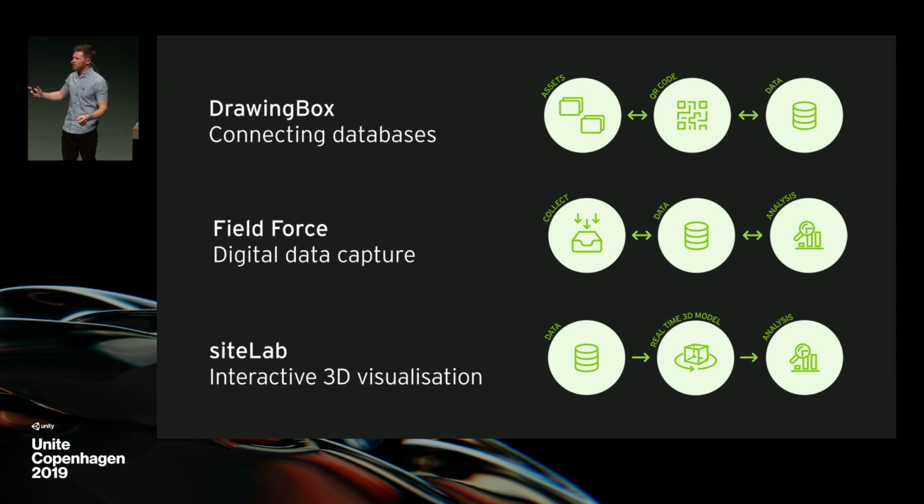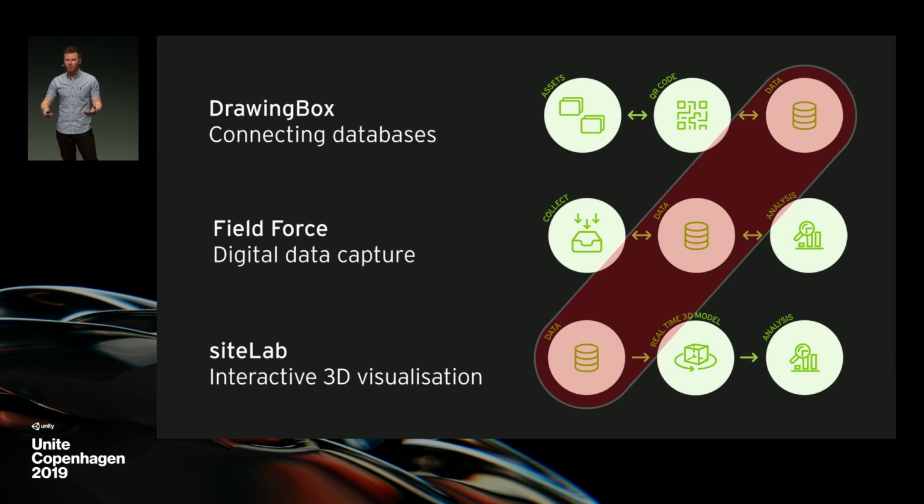So in the case of Aurecon, we have these apps called DrawingBox and FieldForce. DrawingBox is a way to associate a physical item with a database, so it's sort of like a QR code that you would scan. FieldForce is then our on-site inspection report tool, and then obviously SiteLab is how we visualize it. And again, if we go back to the data, you can see where the data fits in. DrawingBox is all about getting that data and connecting it to a physical asset. FieldForce is then about capturing data and making analysis, and then SiteLab starts with the data and builds on that to do visualization.